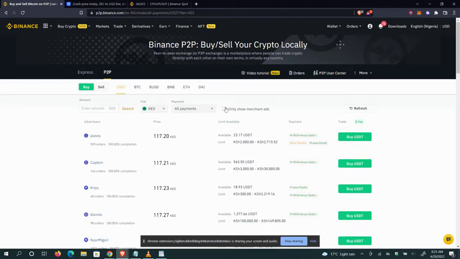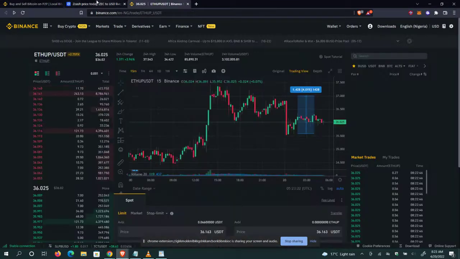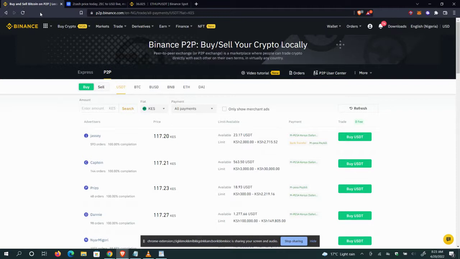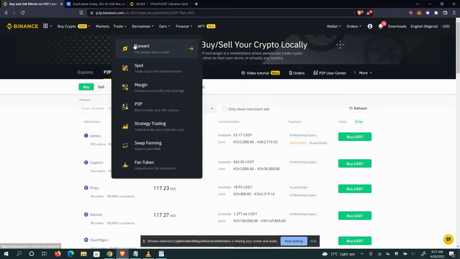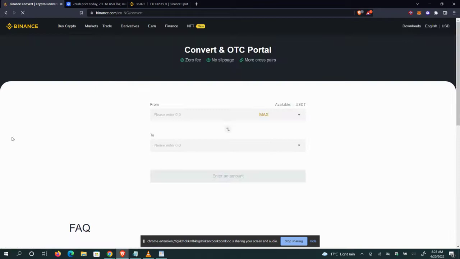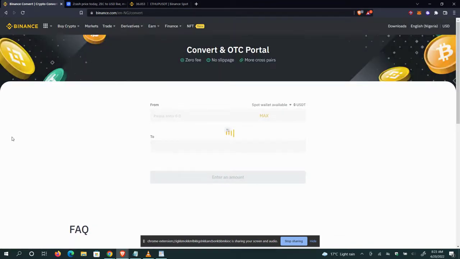So let's say you buy a stablecoin USDT and you want to convert it into a coin you need to hold. All you need to do is you come on the trade, you click on convert. If you want to convert, I'm going to show you how you do it. One minute.